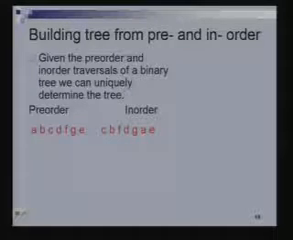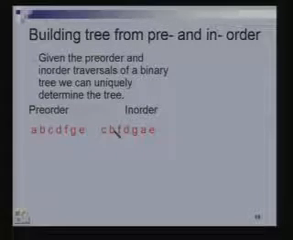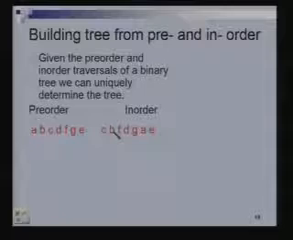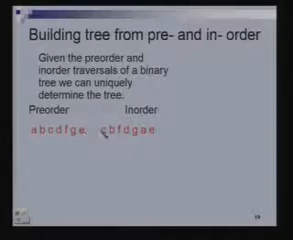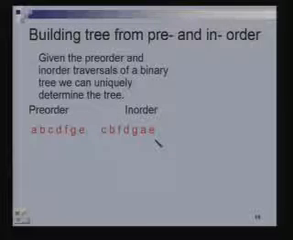So let's continue with our discussion on pre-order and in-order. Suppose I give you the pre-order and in-order traversal of a binary tree. Can you use this to figure out what the tree is? Suppose this was the pre-order traversal and this was the in-order traversal of the binary tree. Both are given. Can you use these to tell me what the tree is? You can? Why can we do that?